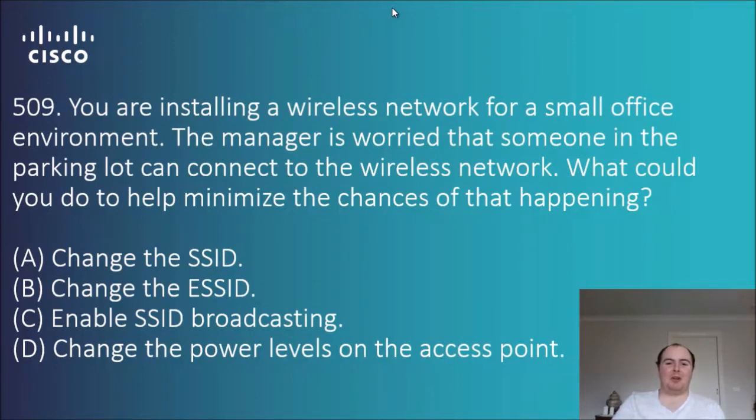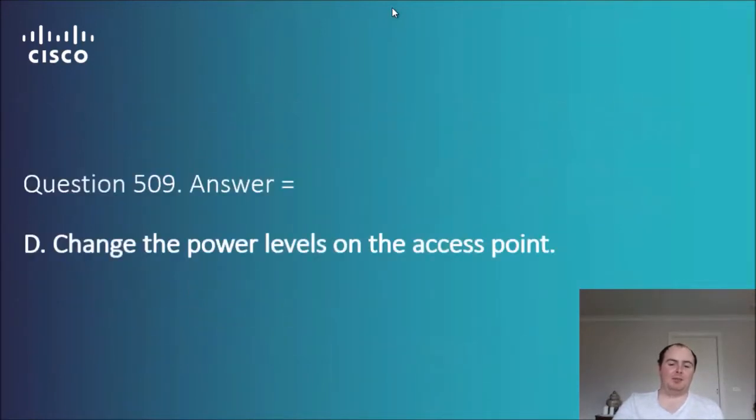509, you are installing a wireless network for a small office environment. The manager is worried that someone in the parking lot can connect to the wireless network. What could you do to help minimize the chances of that happening? Change the SSID, change the ESSID, enable SSID broadcasting, change the power levels on the access point. Depends on the person. If it's a normal person, then that's fine. If it's an unauthorized individual, maybe better security mechanisms. But the real answer for this one is D, change the power levels on the access point.